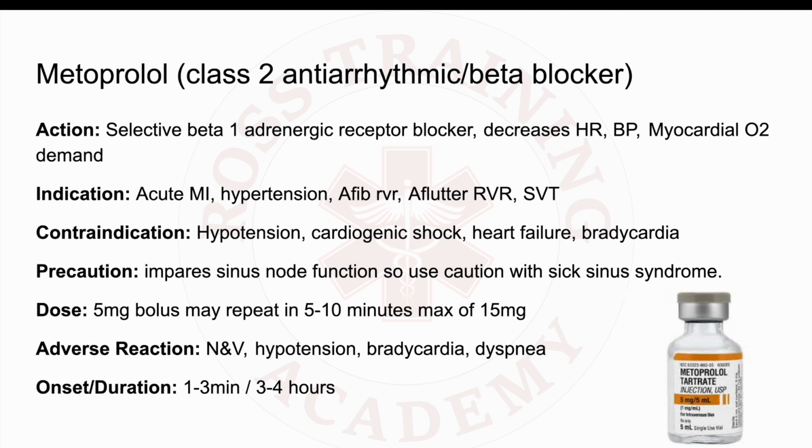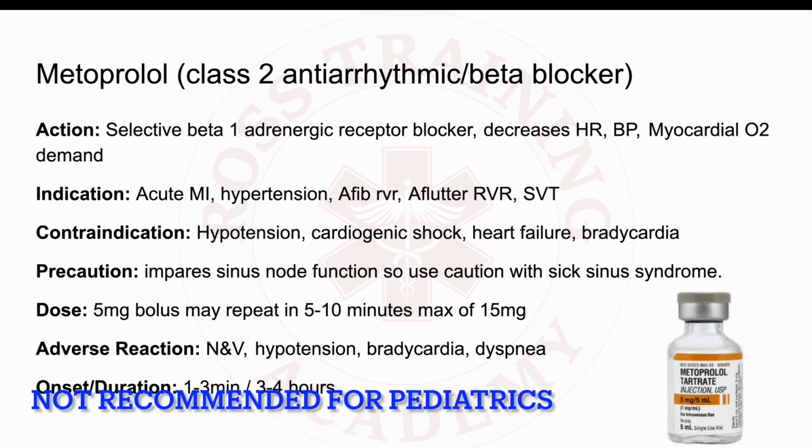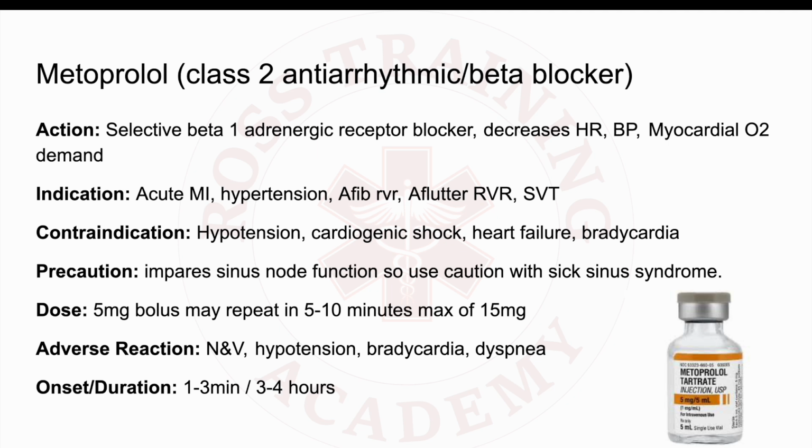It's contraindicated for hypotension, cardiogenic shock, heart failure, and bradycardia. Some precautions is it impairs sinus node function, so use caution with sick sinus syndrome. So the dose is going to be 5 milligram bolus, may repeat in 5 to 10 minutes for a max of 15 milligrams. Adverse reactions, so like nausea, vomiting, hypotension, bradycardia, and then dyspnea. You have an onset of 1 to 3 minutes and then a duration of 3 to 4 hours.